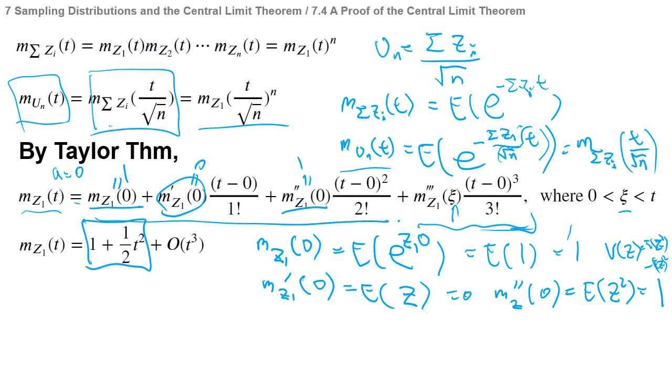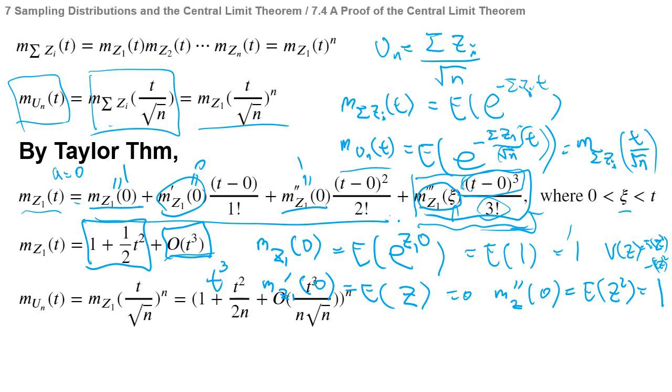And for here, this is constant, and 3 factorial is also constant, and this part is t third, and so we can use big O notation to simplify the notation. What this means is that the speed of convergence of this term is the same as t third.